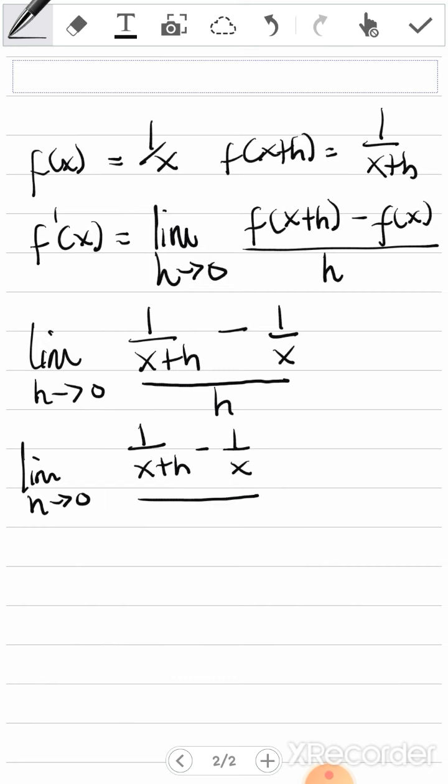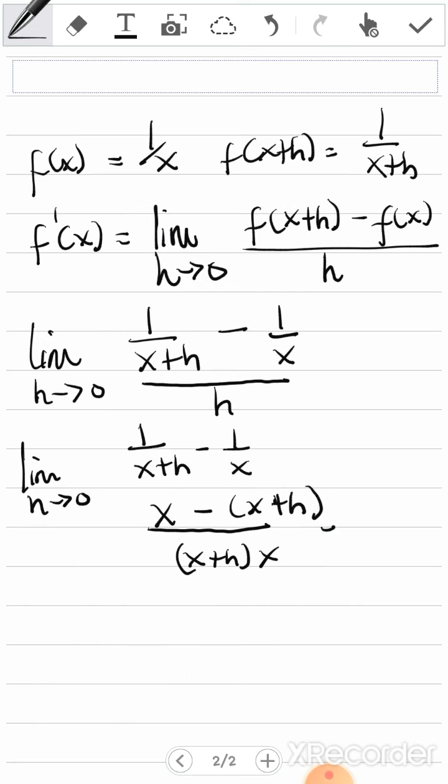So we are going to find the LCM. The LCM is going to be x plus h, then x. When x plus h goes into x plus h times x, what are you going to get? We're going to get x. Then x goes into x plus h times x, what is it? x plus h. Can you see that?